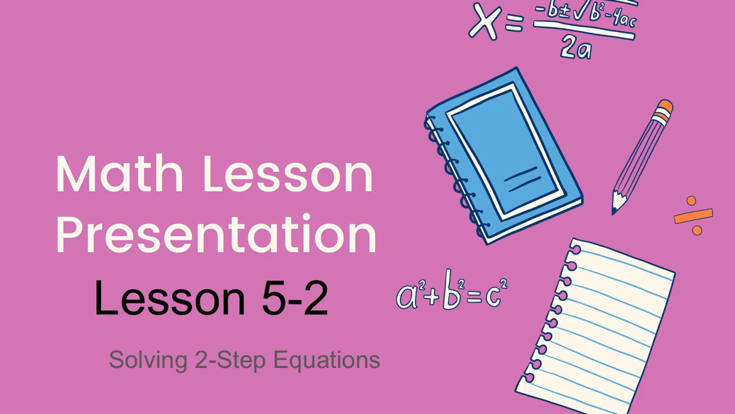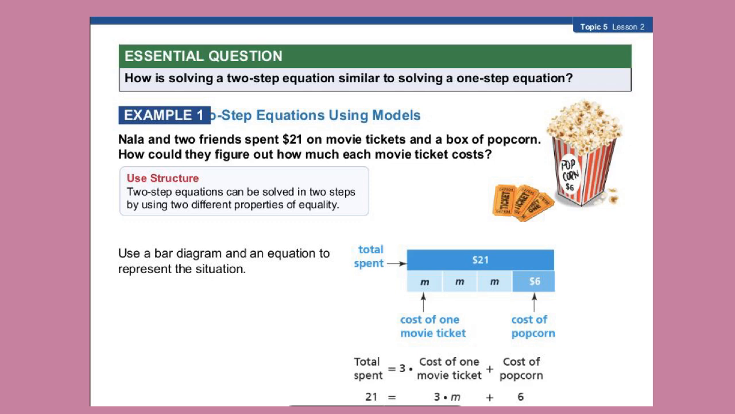This is lesson 5-2, solving two-step equations, and it is going to start on page 270 of your workbook. This is example number 1 on the top of page 270.